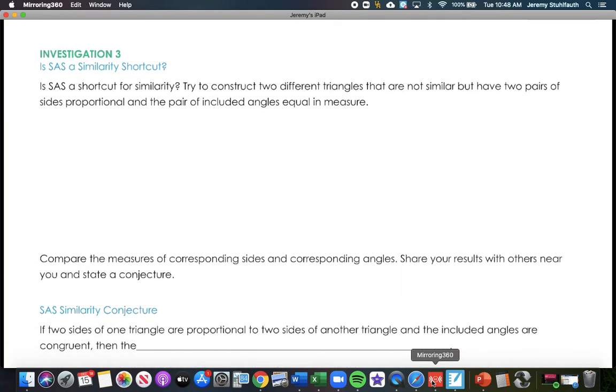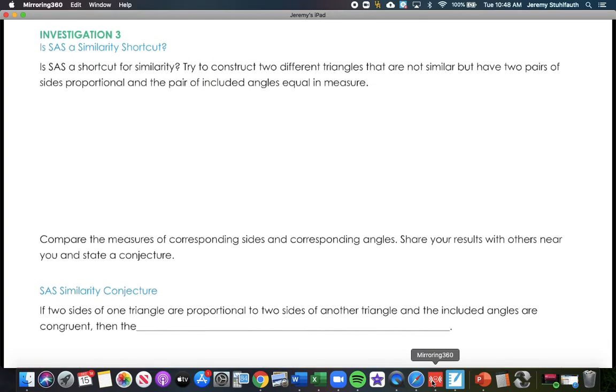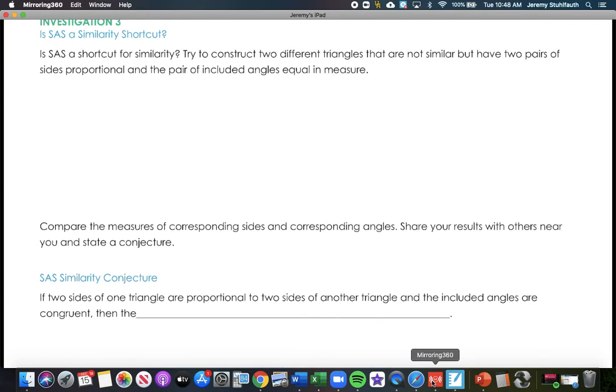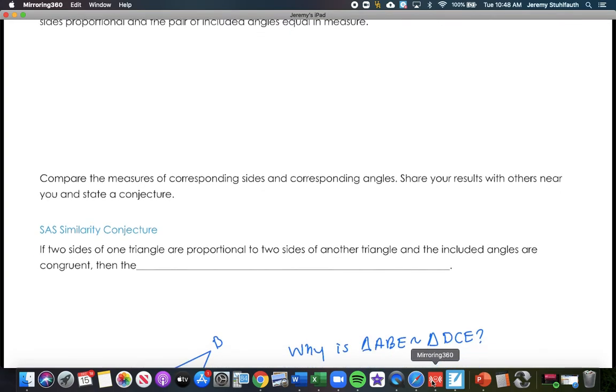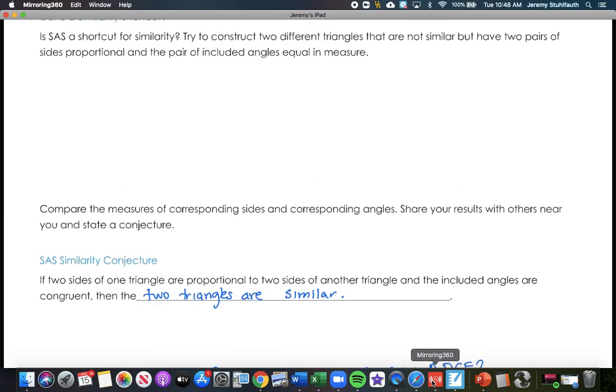So what we're going to do here, I'm just going to jump down here and tell you. We're not going to do the investigation here. The side angle side similarity conjecture is a good conjecture, okay? So what it says is if two sides of one triangle are proportional to two sides of another triangle and the included angles are congruent, then the two triangles are similar. Okay? Again, I'm just going to tell you that this one works. I'm not going to do this one on Desmos.